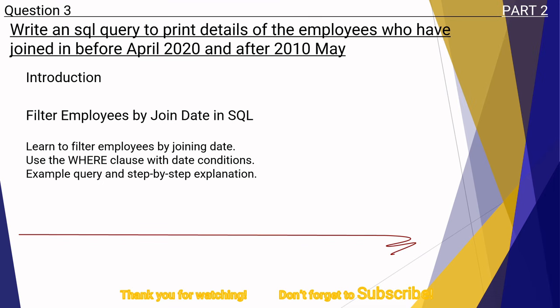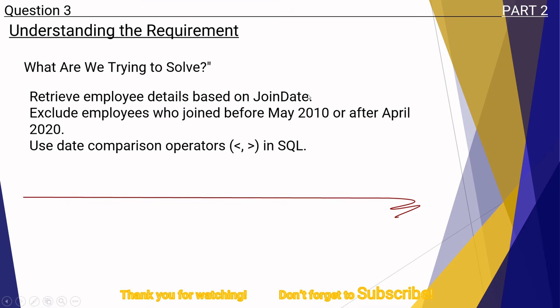In this session, we will learn how to retrieve employee details based on their joining date. Specifically, we will filter employees who joined before April 2020 and after May 2010 using SQL. Let us get started. Our goal is to fetch employee records for those who joined between June 2010 and March 2020. To do this, we will apply SQL date filters using the where clause.